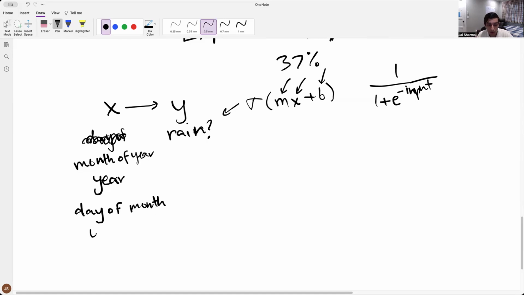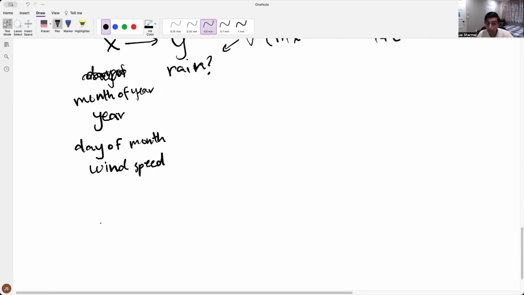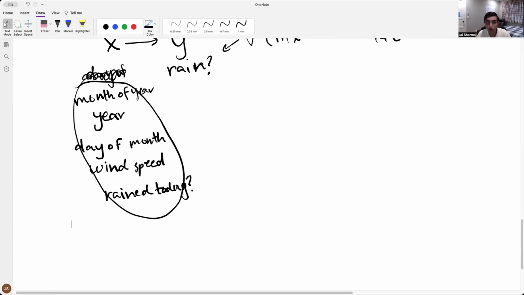Or maybe there's wind speed, which we calculated from measurements or sensors or something like that. Maybe we also know whether or not it rained today, right? All of these are possible things that we could use to inform our approach of predicting whether or not it will rain tomorrow.